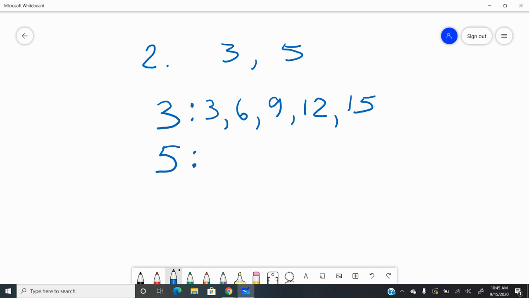Let's do the multiples of 5. I love the multiples of 5. Those are easy, right? 5, 10, 15. That was probably one of the first multiple sets you learned back in the day. And I already have a match. So you don't need to do so many. You just really need to go until you hit that first match. And my match here is 15.